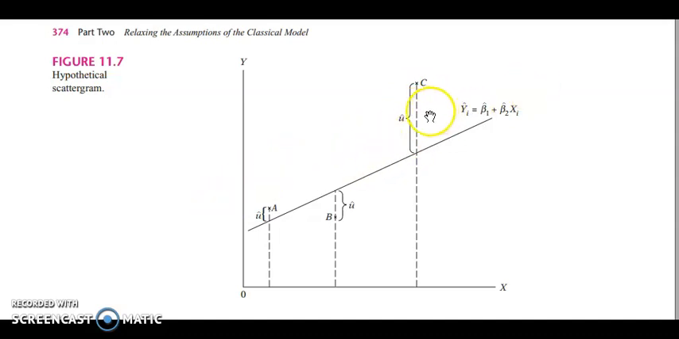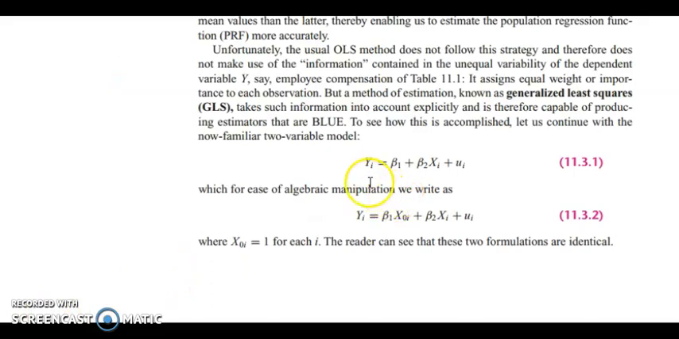Why? Because observations from a population with greater variability should be given less weight or importance than those from a population with smaller variability. To understand further, let's look back at the regression model. We have y regressed on x. To see clearly, we will put x naught next to beta 1. So we have beta 1 x naught i plus beta 2 x_i plus u_i, whereby this x naught i is simply equal to 1.